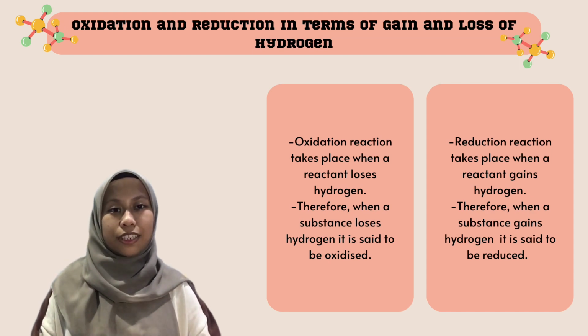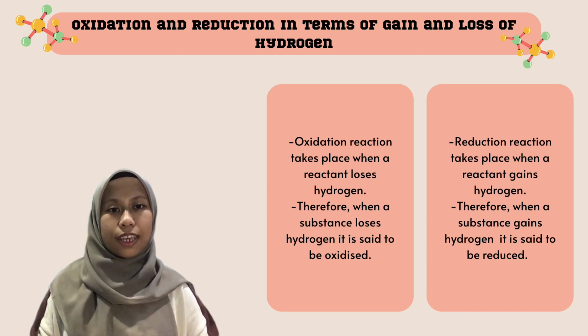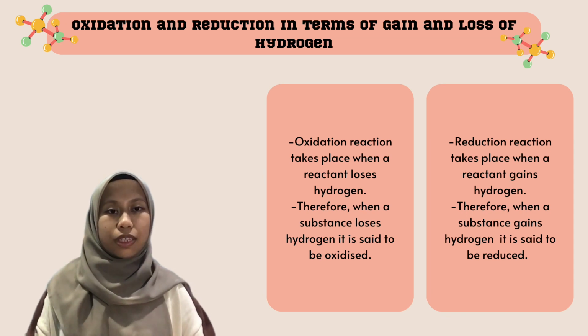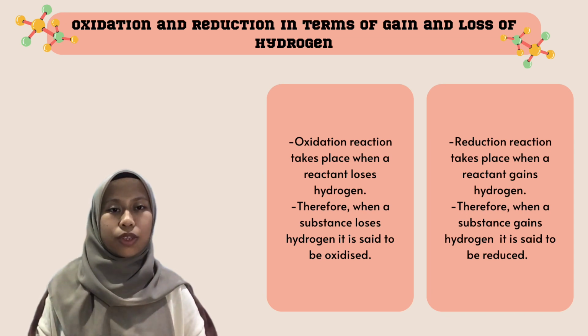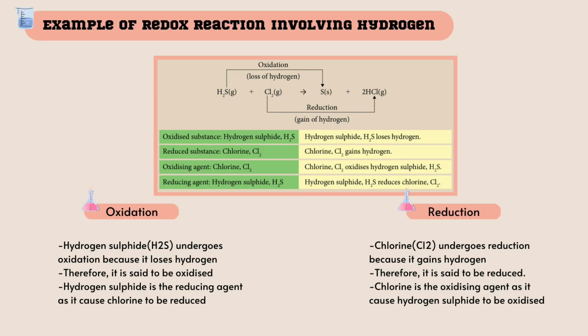Next, the oxidation and reduction in terms of gain and loss of hydrogen. Oxidation reaction takes place when a reactant loses hydrogen. Therefore, when a substance loses hydrogen, it is said to be oxidized. Reduction reaction takes place when a reactant gains hydrogen. Therefore, when a substance gains hydrogen, it is said to be reduced. Example of redox reaction involving hydrogen.